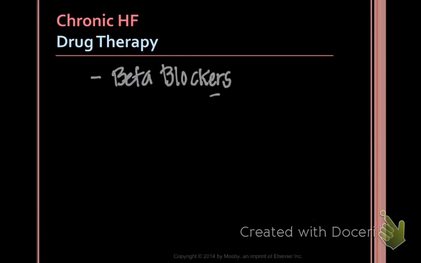Beta blockers. They block the negative effects of SNS, the sympathetic nervous system. They can also help in reducing the effects of renin. Beta blockers reduce myocardial contractility, so they have to kind of be started slowly for the heart failure. Nitrates, of course, they cause vasodilation.